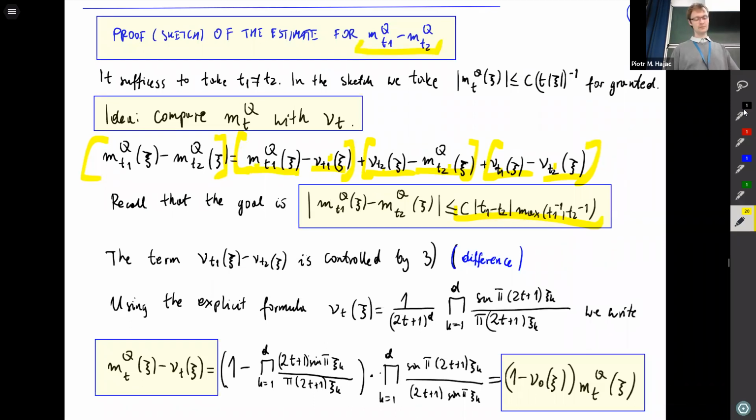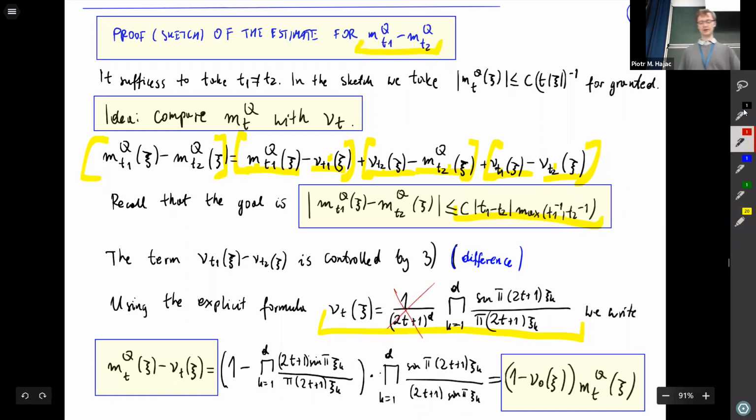But once again, not only M_t^Q has an explicit formula, more explicit than just being a sum, but also nu_t, because it is the Fourier transform of the cube. So it is also an object of product type. So nu_t has this expression. And the difference between this one and the one for the discrete cube was that in the discrete setting, we didn't have this thing here, but rather something like this.